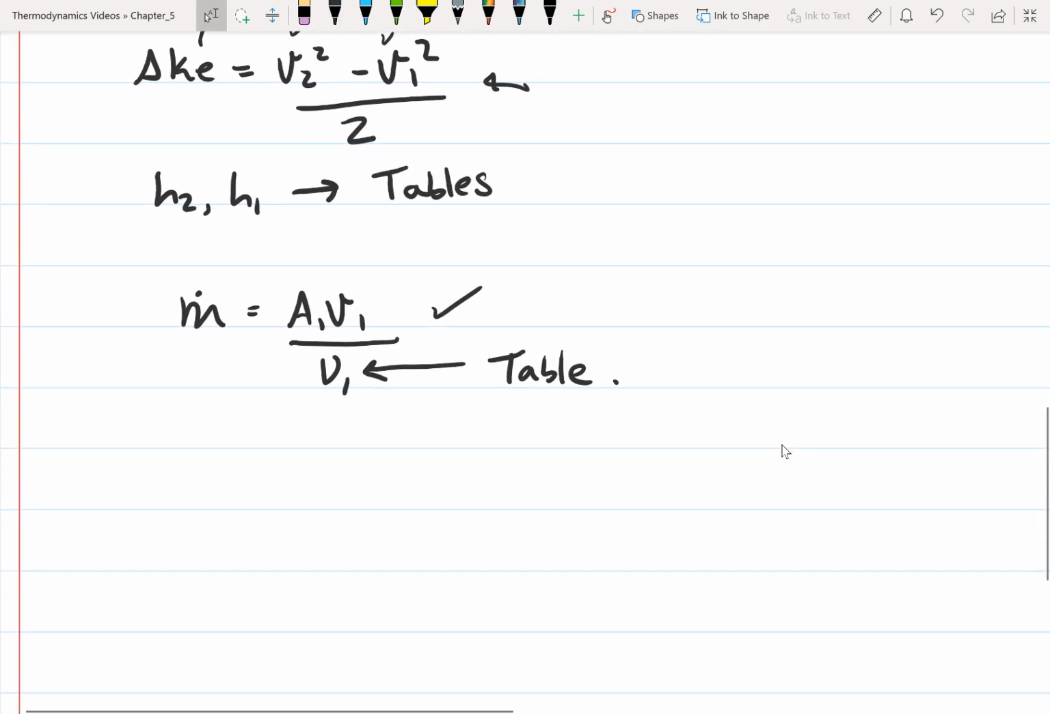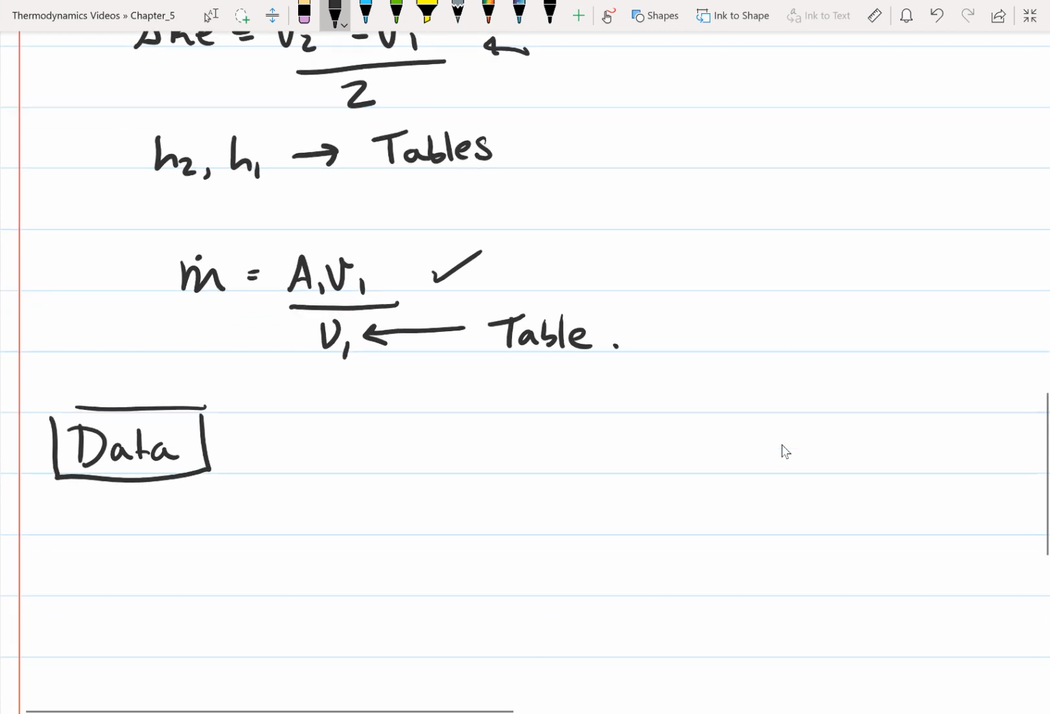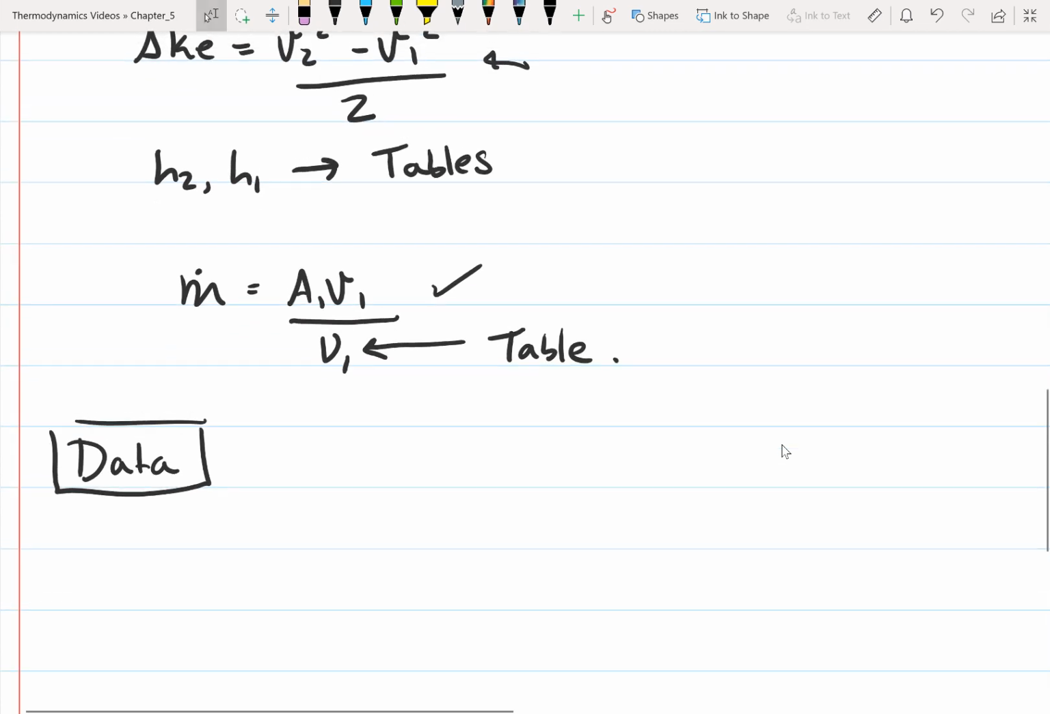So now let's look up data, and at this point in this analysis, this would either be looking up data on the tables, or, if you're using specific heats to calculate your change in enthalpy, you would look up your specific heat at this point. So this is really just getting all of the data that you need to solve the problem, just depending on how you're solving it.